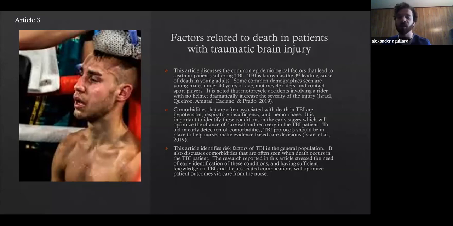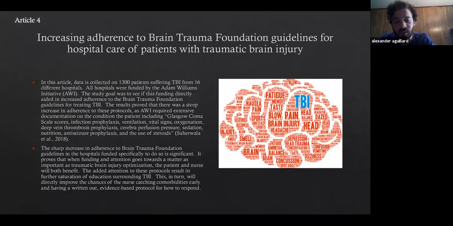The article identifies risk factors of TBI in the general population. It also discusses comorbidities that are often seen when death occurs in the TBI patient. It also highlights demographics, so we as nurses can be advocates and not necessarily subgroup these guys as going to have TBI, but pay specific attention to the age group and the demographic that highlights an increased risk of TBI.